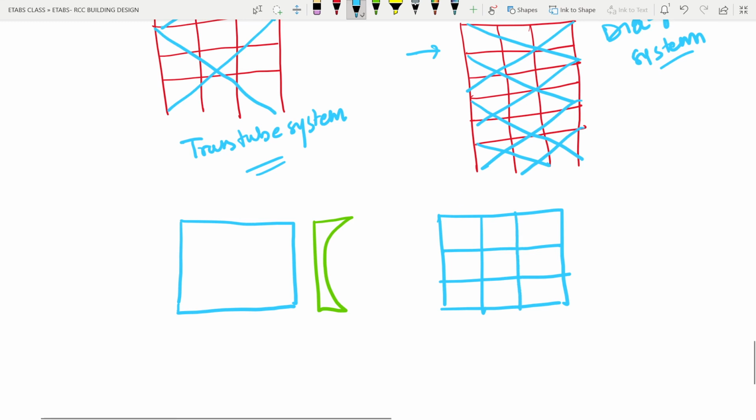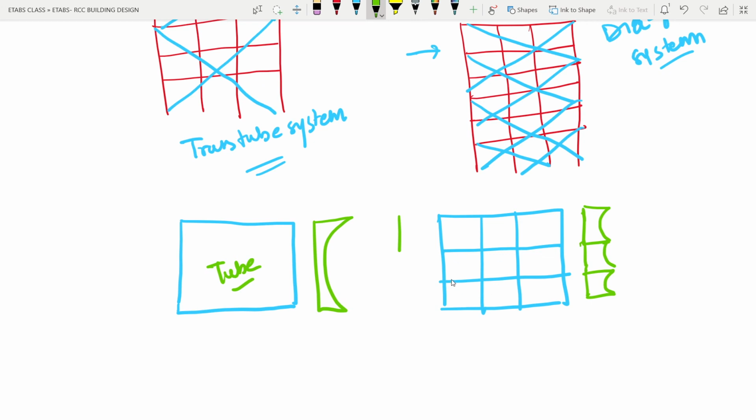Now what will happen? We will get a stress distribution diagram something like this. Instead of creating one particular tube, suppose this is a tube, what if we create multiple tubes in case of tall buildings, when you are creating the tall structure?